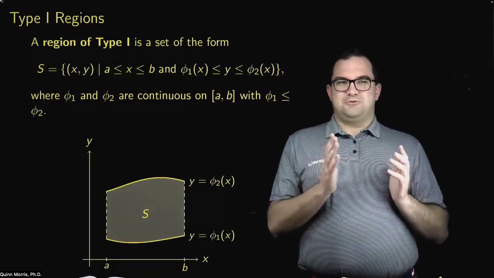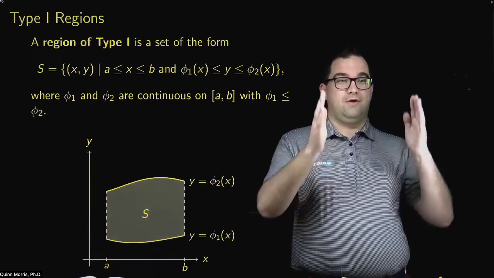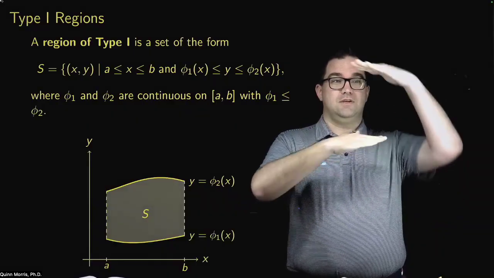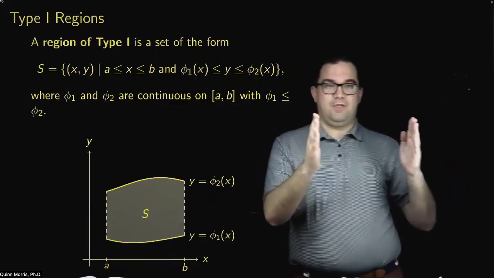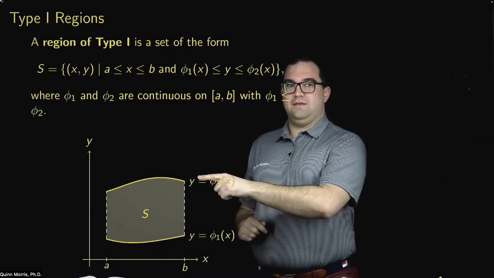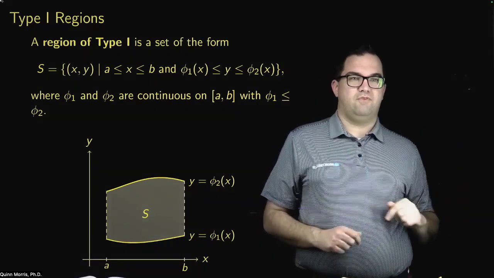One way to think about this is that it's one step away from a rectangle. A rectangle would have vertical lines on both sides and horizontal lines on the top and bottom. Here we have vertical lines on the left and right, and the top and bottom, instead of being bounded by constants, are bounded by functions.